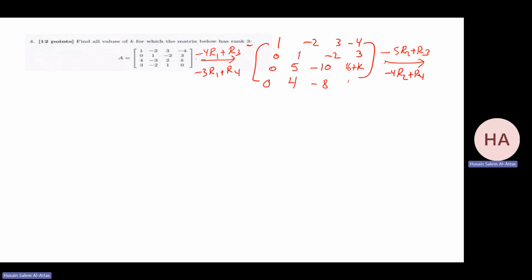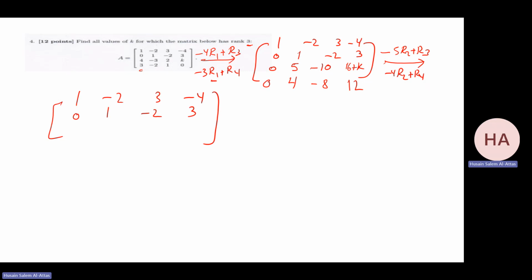That will be 12. Yeah. I multiply by minus 3, the first row, plus R4. I have 0. 6 minus 2, that is 4. Minus 9 plus 1, minus 8. 12 plus 0, 12. Yeah, be careful with the calculation. Minus 2, 3 minus 4. I have 0, 1, minus 2, 3.